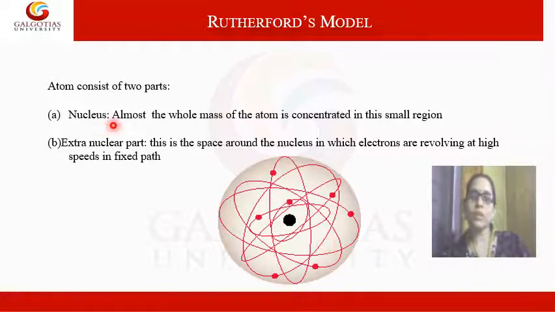So there is a nucleus inside the atom where the whole mass of the atom is concentrated, which is positively charged, and there is an extranuclear part. The extranuclear part is the space around the nucleus in which electrons revolve at high speeds in a fixed path. That means according to the Rutherford model, we conclude that the atom consists of a nucleus and an extranuclear part, and in the extranuclear part, electrons revolve around the nucleus at high speeds.